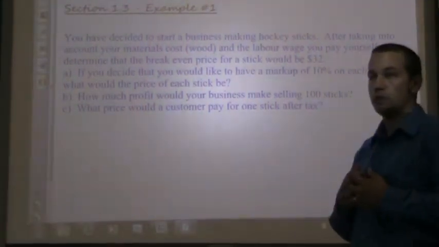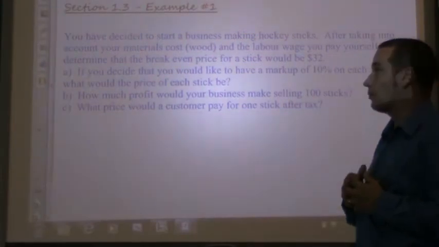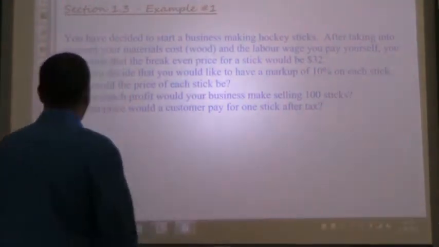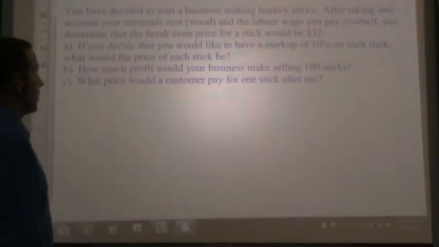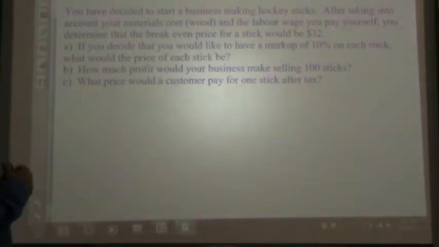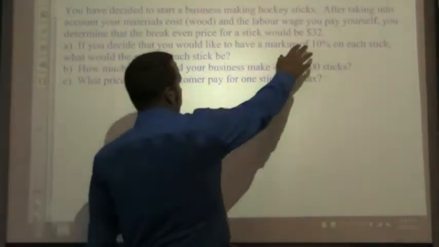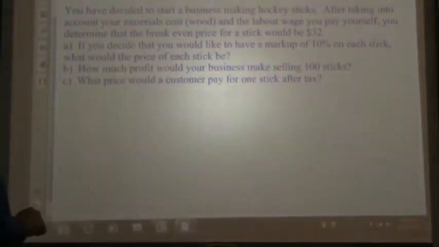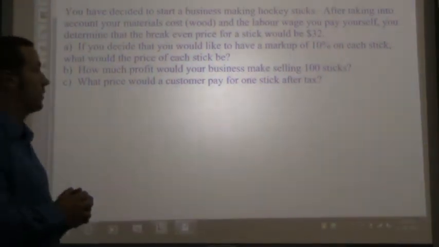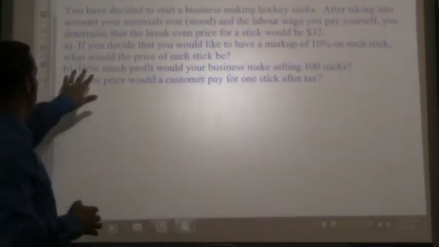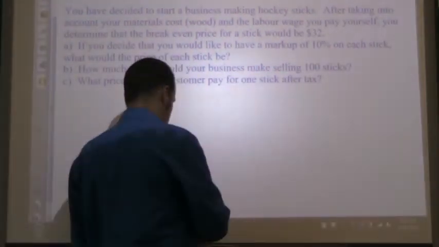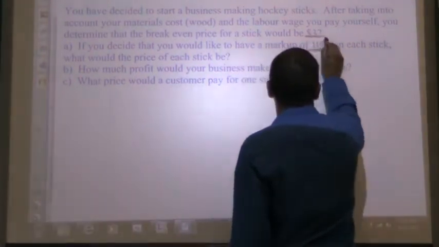And we're going to be talking percentages, and again the terminology markup will come up again and again in this section. So I have a couple of examples here. The first one, you're making hockey sticks. All of your materials, and labor, and wages, and everything goes into it, and it costs you a total of $32 to produce each stick. And you want to have a markup of 10% on each stick. So that's basically the profit that you're going to make off of each stick. So what would the price be then if you have a 10% markup on a $32 stick?